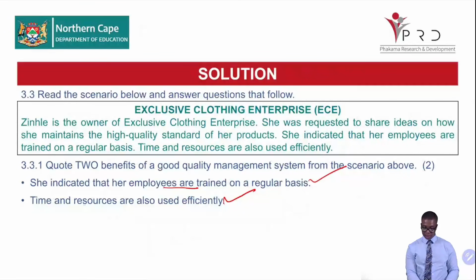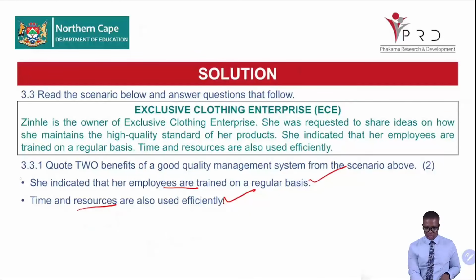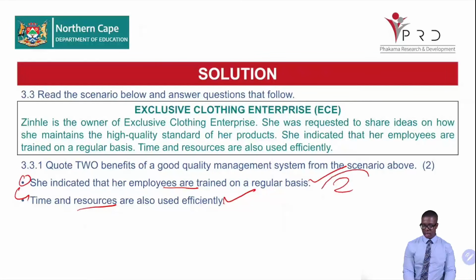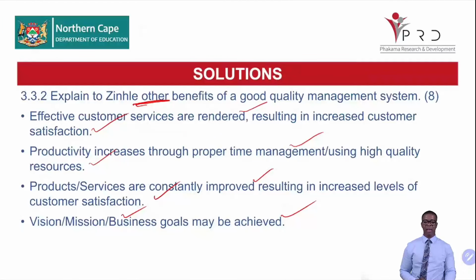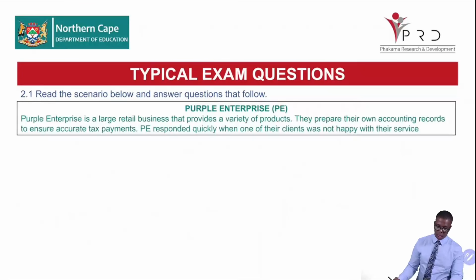These 2 were quoted. When you answer 3.3.2, you cannot use time and resource are used efficiently. You cannot use employees are constantly being trained. Why? Because the question says explain other benefits, besides those that you have already quoted, because with the ones you have quoted, you already received the 2 marks. So you need to explain other. Hence, you can see from the responses here, you don't get time and resource, you don't get employees are constantly being trained. Then, as we proceed, we look into another type of question.